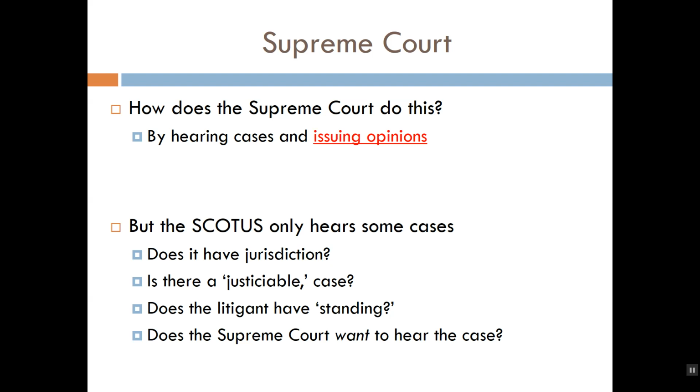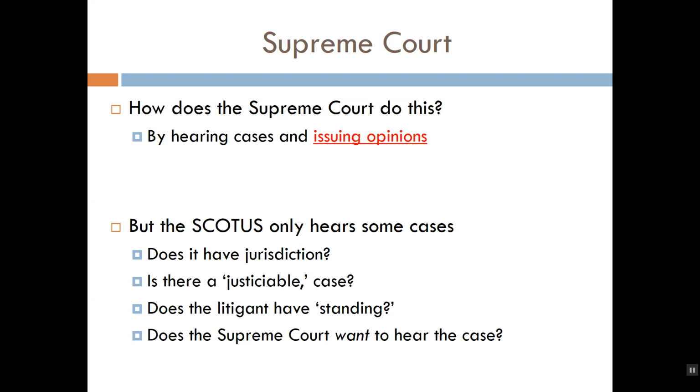And the Supreme Court is neither willing nor authorized to hear just any case. For example, the United States Supreme Court clearly does not have the authority or jurisdiction to resolve a dispute between, let's say, two French citizens about the interpretation and application of a French law in France. It just doesn't.